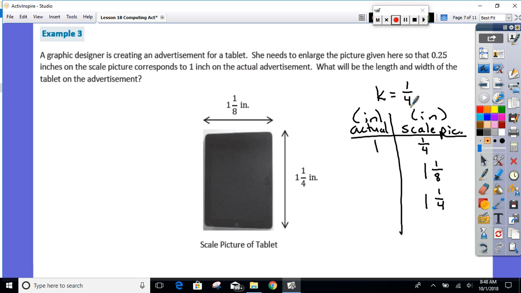So our constant of proportionality for this table is 1/4. Constant of proportionality is the same as the unit rate, and when we're dealing with scale drawings, it is the same as the scale factor, assuming that we're in the same units. It's either the same as the scale factor or the scale ratio. So our constant of proportionality is 1/4. So if we want to get from the right side of the table to the left side of the table, what do we need to do with that scale factor? Ava?